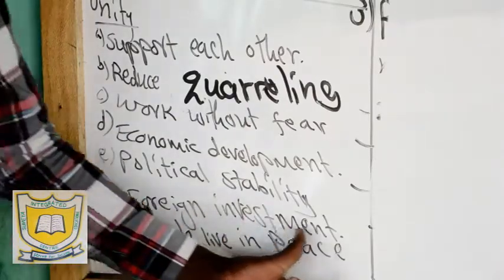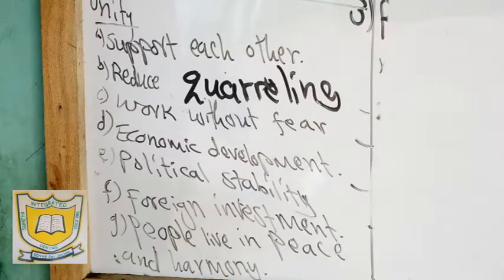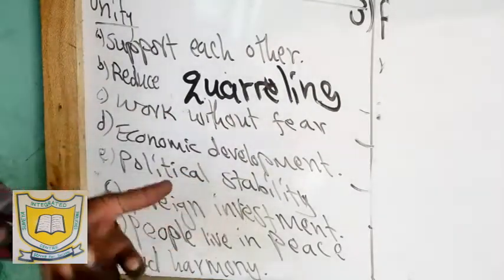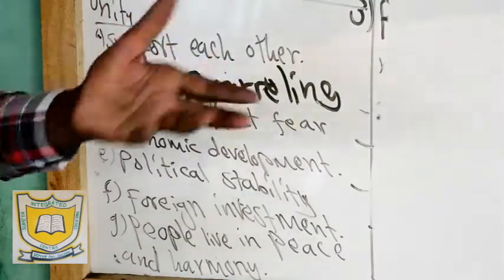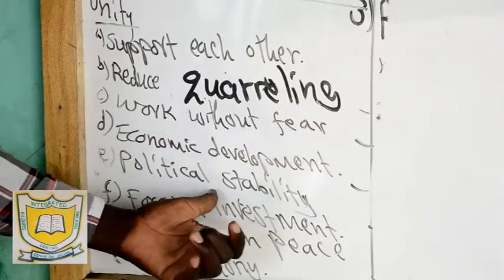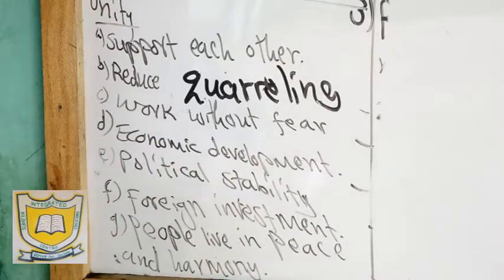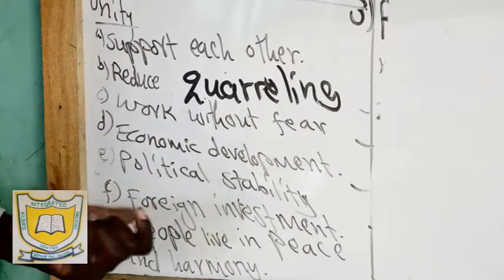Then you have foreign investment. When there is peace, that one encourages foreign investment. Foreign investment, we are talking about maybe people from Japan, America, they can come and invest in our country. When they invest in our country, maybe they build a company. This one creates employment for young people in Kenya. So that one is also important of peace.